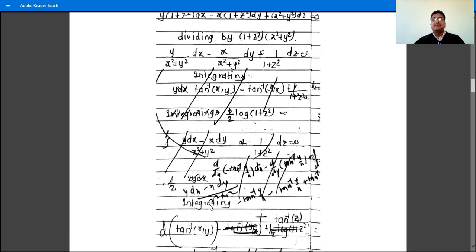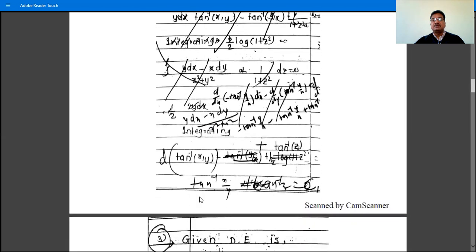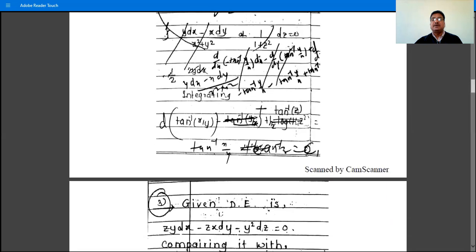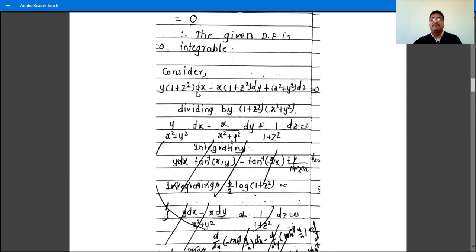So if you take x square plus y square as LCM, then y dx minus x dy, and this is the derivative of tan inverse x by y. If you find the derivative of tan inverse x by y, then we have this, y dx minus x dy divided by x square plus y square. And integration of 1 by 1 plus z square is tan inverse z. So we have the answer, tan inverse x by y plus tan inverse z is equal to constant. This is the answer of this example.